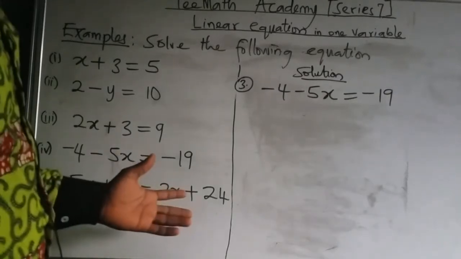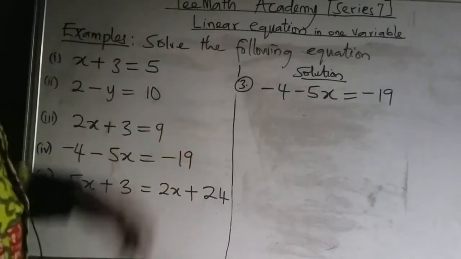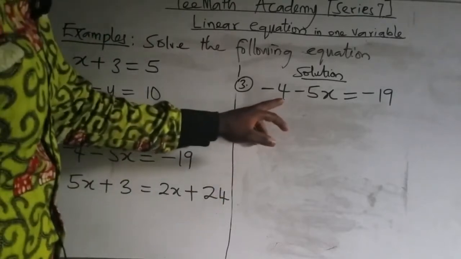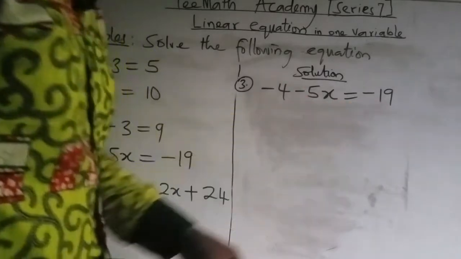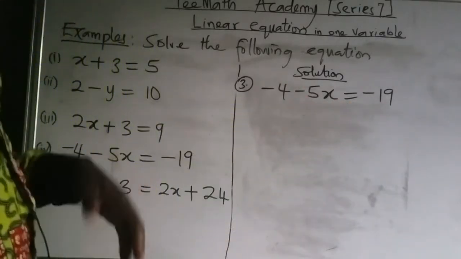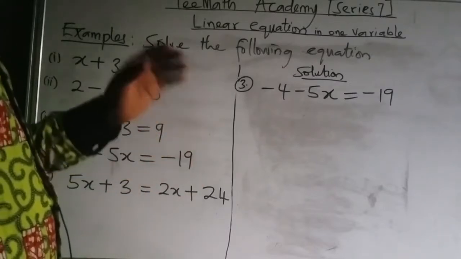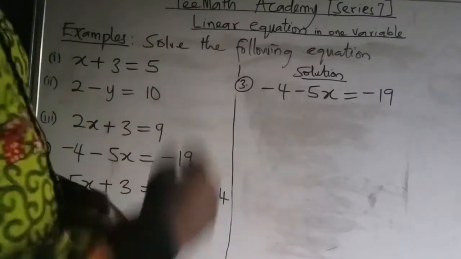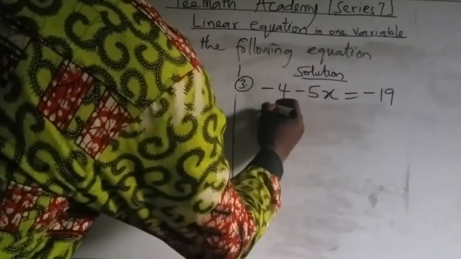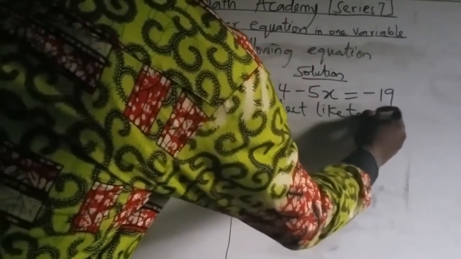Don't be afraid when you see this type of question. It's still the same thing as all the ones we have been doing here, okay? The sign of 4 here is minus. The sign of 5 here is minus. This one too is minus. So do the same thing. Collect the like terms, meaning that the numbers with the letters will stand on one side and the numbers too will move to the other side, okay? So the first thing is to collect like terms.